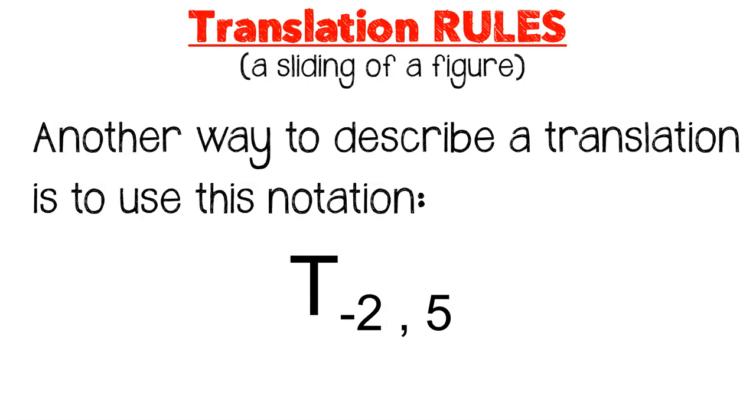Alright, another way to describe a translation is to use this different notation. It's a letter notation. The capital T stands for translate. And the numbers down there stand for how you're going to change your coordinates. They're in the same order as your ordered pair. So this one would minus 2 to the x value, and this would add 5 to the y value. Again, this is left or right, this is up or down. So this one here is left 2, and this one here is up 5.